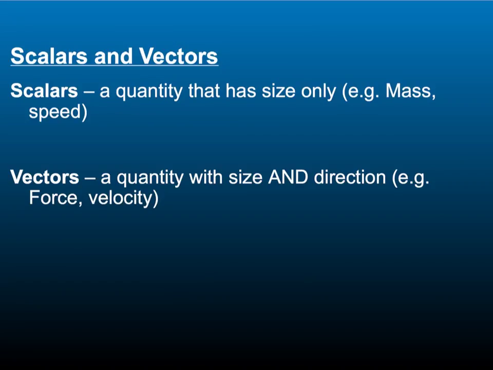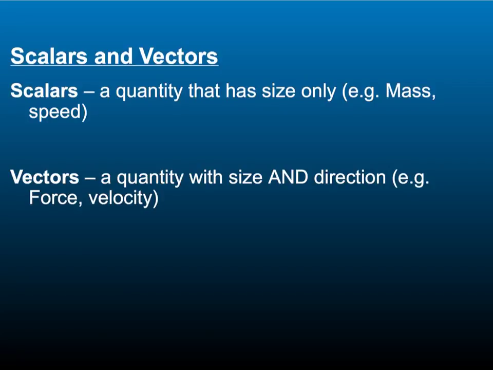We're now going to talk about the difference between scalar and vector quantities. A scalar quantity is a quantity that has size only, or a magnitude only. Some examples are mass and speed. Temperature is another one. A vector quantity is one that has size and a direction. So an example of this could be force, velocity, and also acceleration.